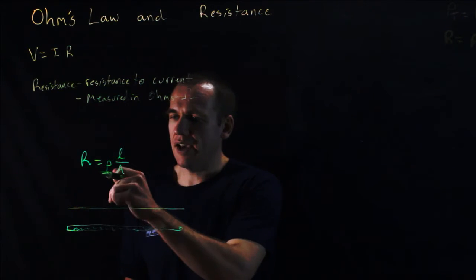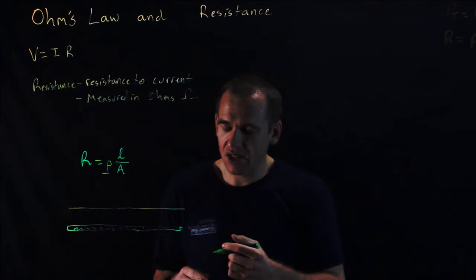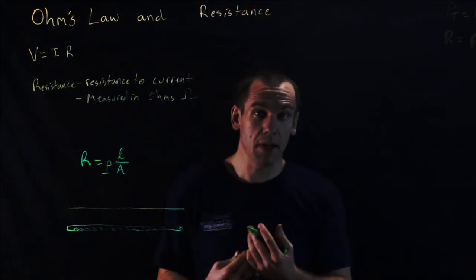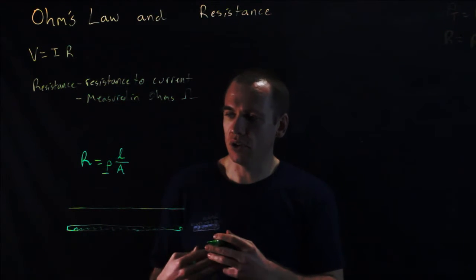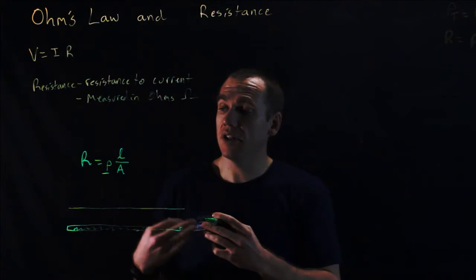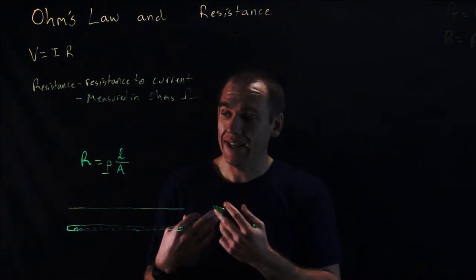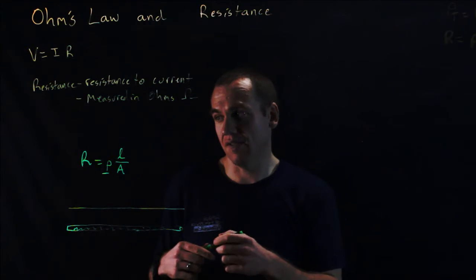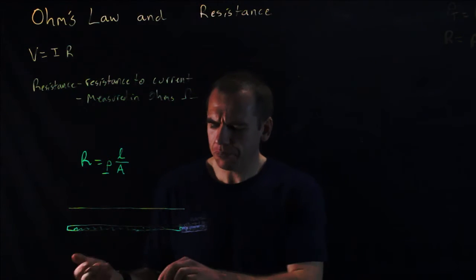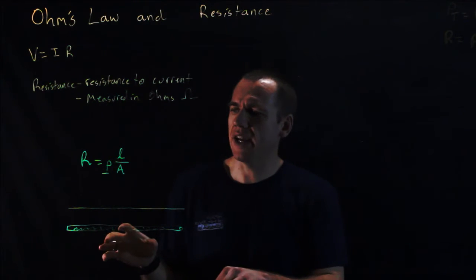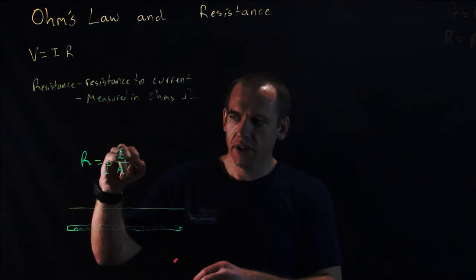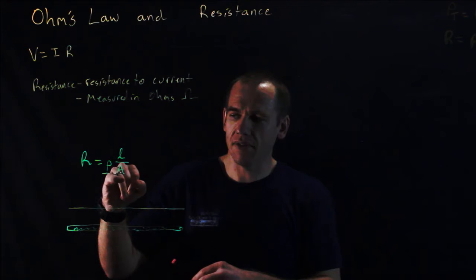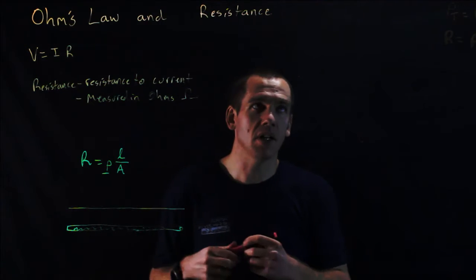Now this thing, that little rho, that stands for resistivity, and it depends on the particular material we're talking about. Copper, silver, gold conductors tend to have fairly low resistivities. Insulators are going to have high resistivities. But the other thing that is perhaps a little bit surprising is resistance doesn't only depend on the material, the length of the conductor, or the area of the conductor. It also depends on temperature.